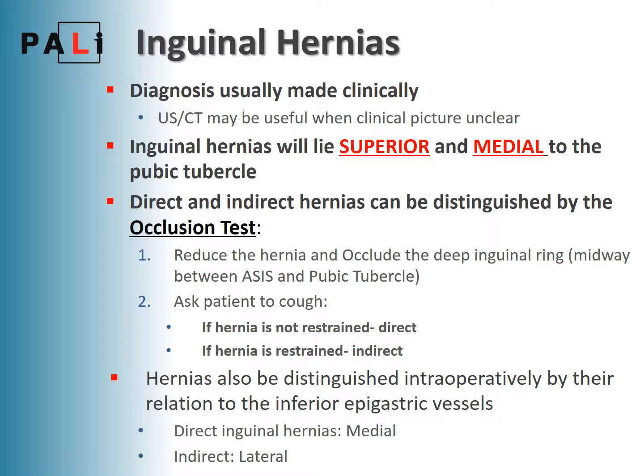First, reduce the hernia and occlude the deep inguinal ring, located midway between the anterior superior iliac spine and the pubic tubercle. Next, ask the patient to cough. If the hernia is restrained by the occlusion of the deep inguinal ring, it will be an indirect inguinal hernia. If it is not restrained, it will be a direct inguinal hernia. Intraoperatively, hernias can also be distinguished by their relation to the inferior epigastric vessels. Direct inguinal hernias are located medial to these vessels, whereas indirect are located laterally.